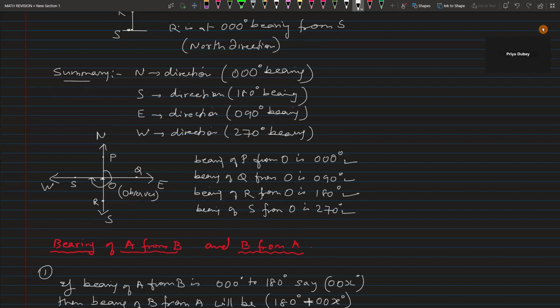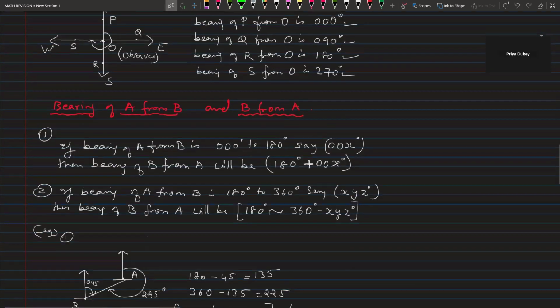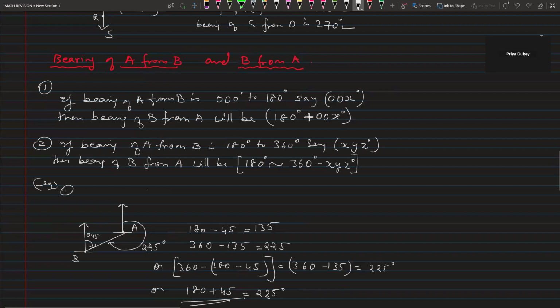Right? Okay. Now this is very interesting. Bearing of A from B and bearing of B from A. Okay, many times in your papers, paper 2 and paper 4 also, this type of question I have seen many times. So they will give you the bearing of A from B and they will ask you what is the bearing of B from A. Okay, so you have to understand how to decide. If one is given, how you will get the other. It is just a reverse.